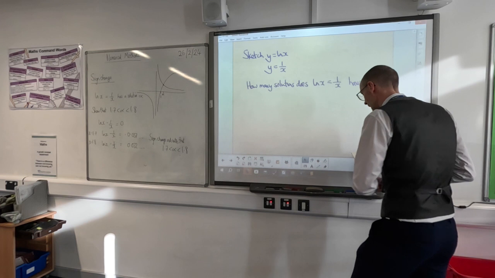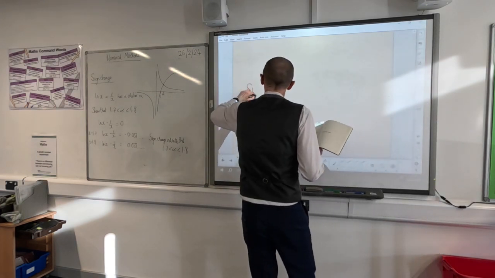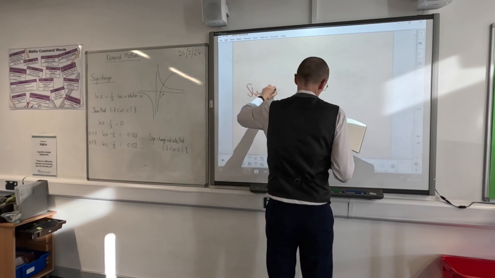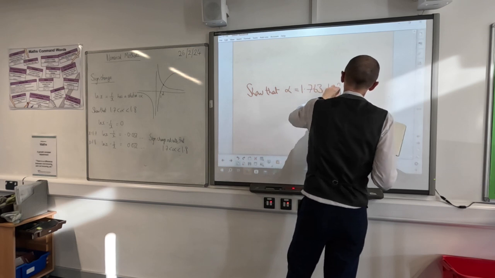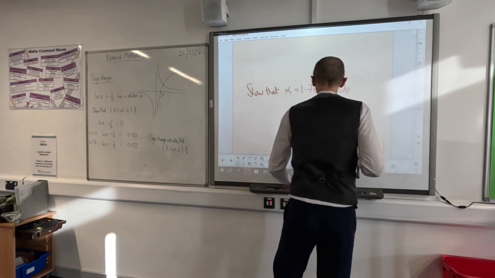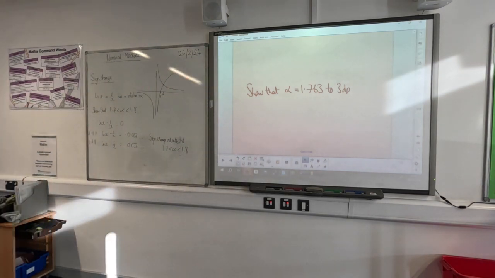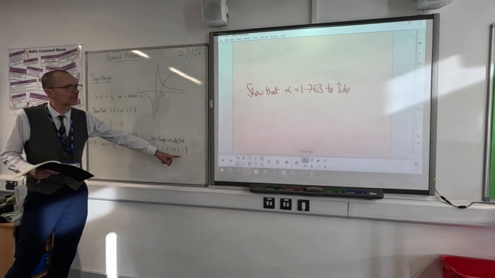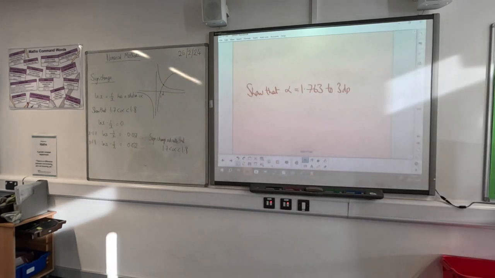It would then go on to say, show that alpha equals 1.763 to 3 decimal places. So they're asking you to demonstrate that the actual answer, it's between 1.7 and 1.8, but actually, to 3 decimal places, it is that. And so this is an error interval question.